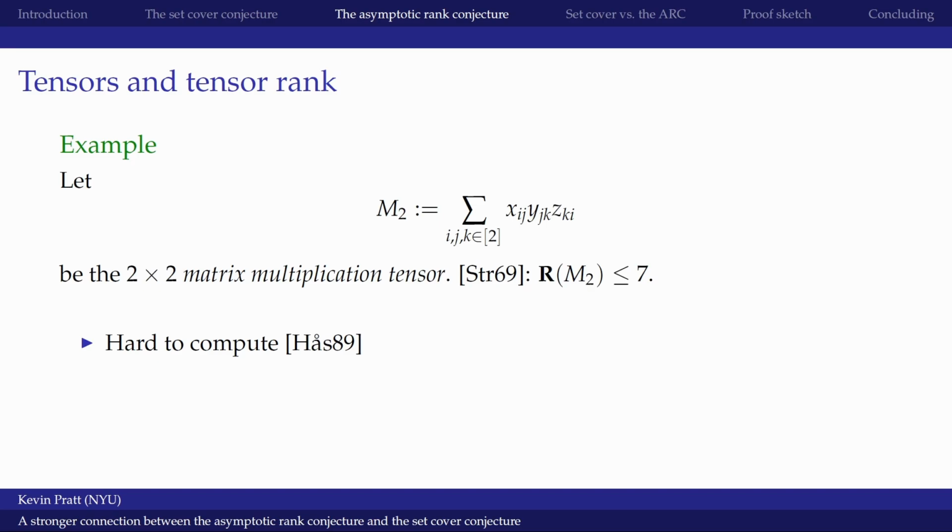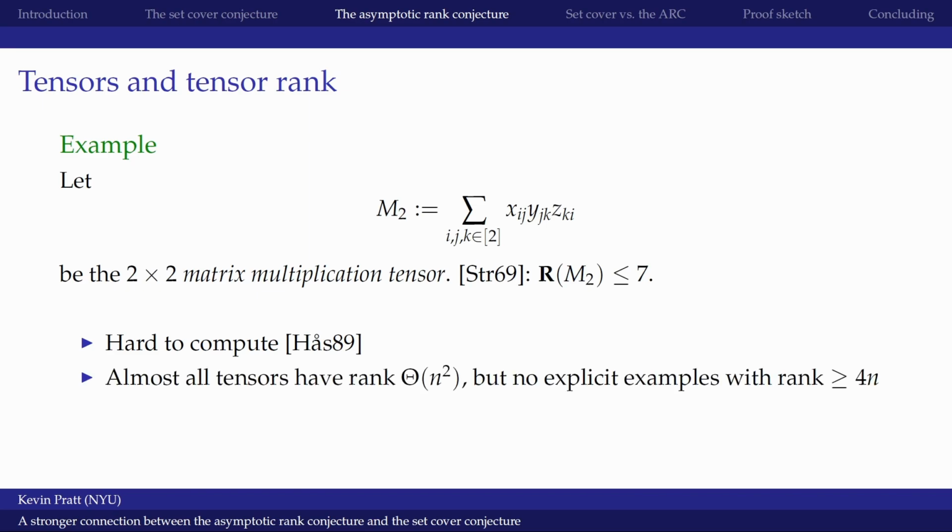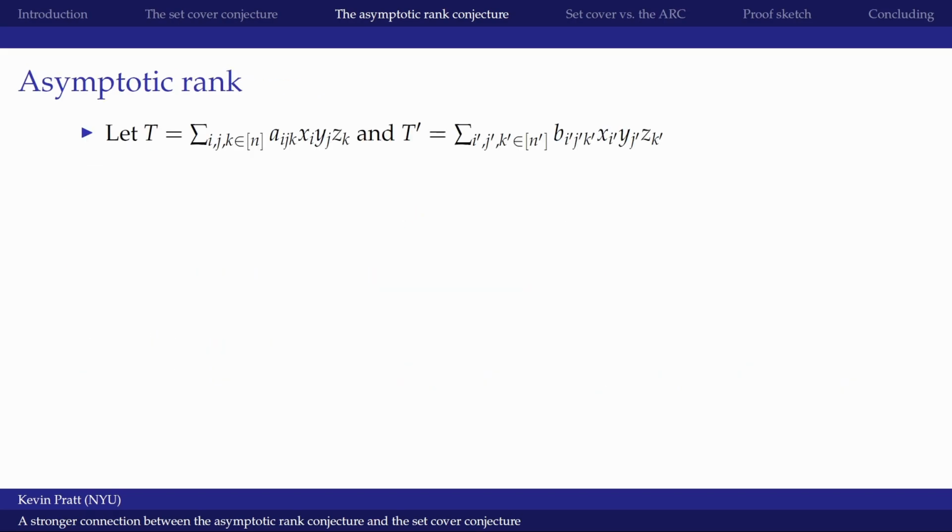Now, unfortunately, tensor rank is quite intractable, so it's hard to compute the rank of tensors, and it's a very mysterious quantity. It's known that almost all n by n by n tensors have rank close to n squared. However, we don't know of any explicit families of tensors that have rank even at least 4 times n. So we'll be interested in the behavior of tensor rank under the Kronecker product operation, which I'll now describe.